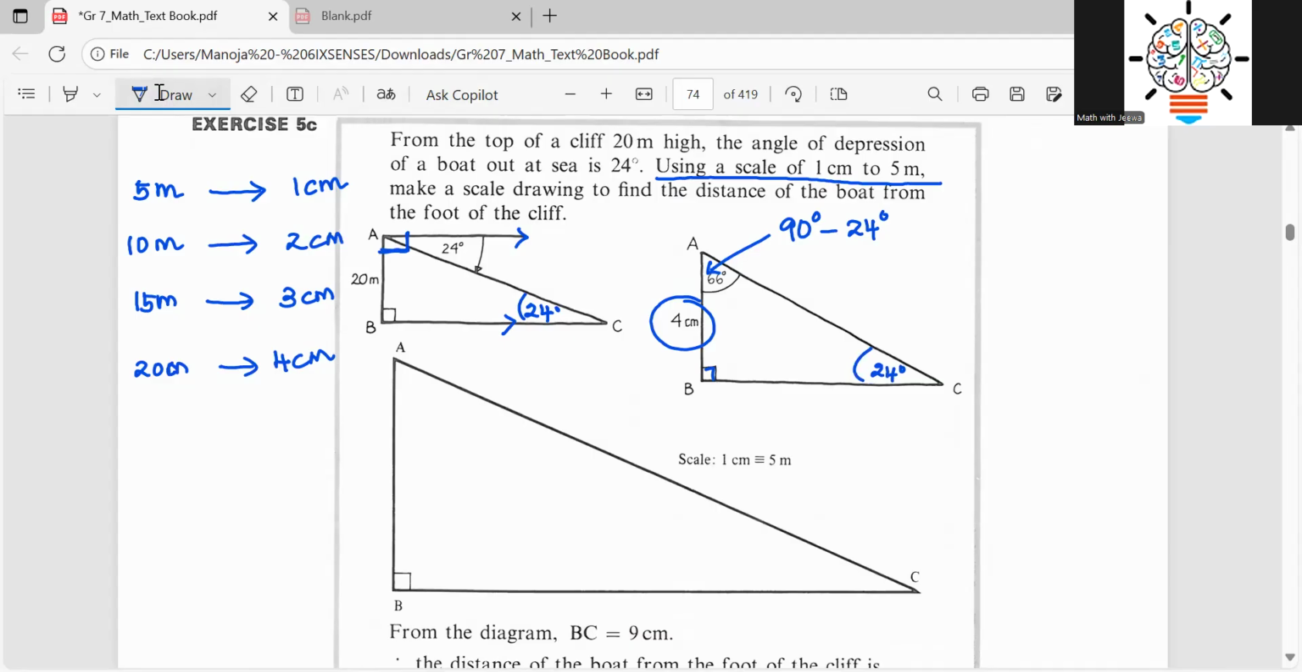And as per the scale, this time I should take only 4 centimeters. And here they have shown the scale: 1 centimeter will be represented as 5 meters. This is how you show it.